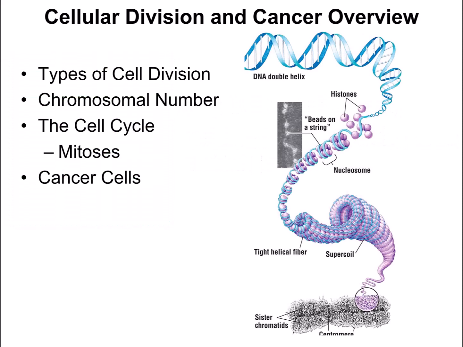In this video series, we're going to be going over the types of cell division. We're going to go over chromosome number. We're going to go over the cell cycle with a focus on mitosis. We'll talk about meiosis, but we're going to cover meiosis in more detail when we get to the reproductive system. Here we're going to focus primarily on mitosis and talk about the physiology of cancer cells.